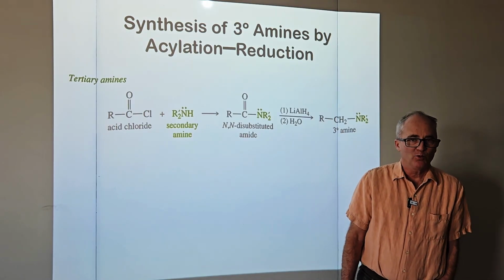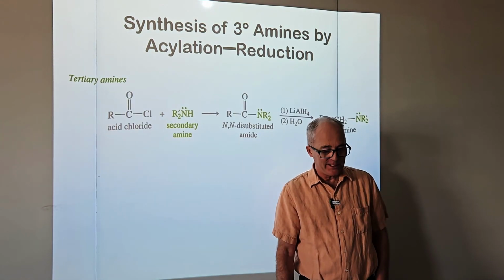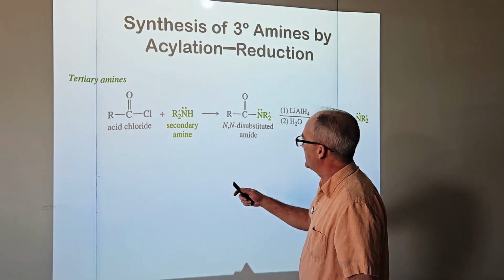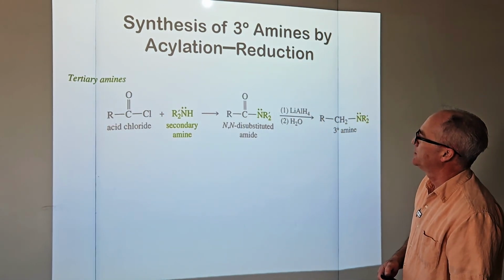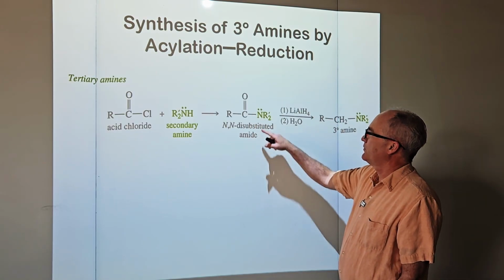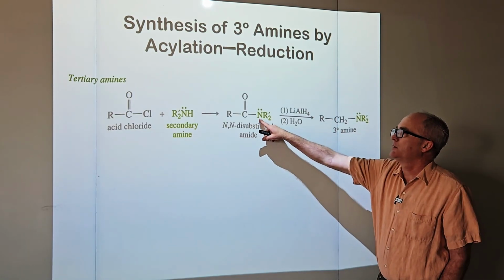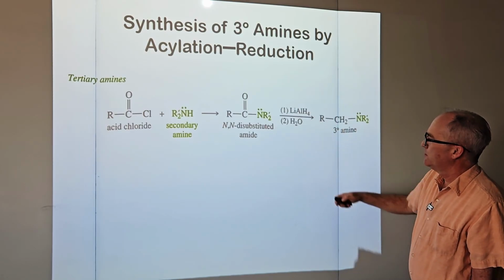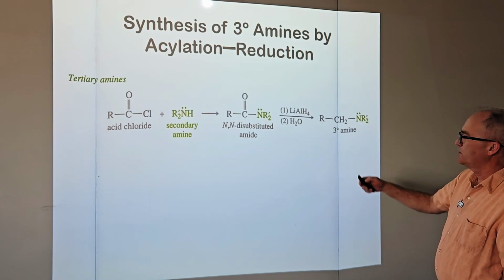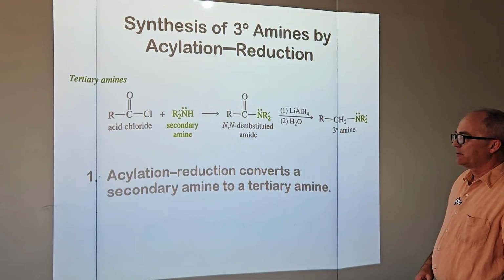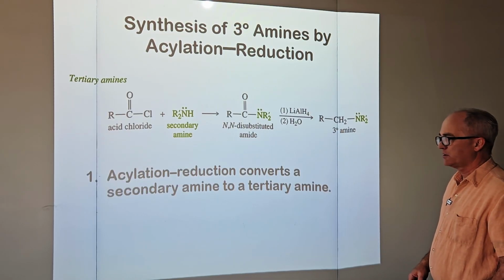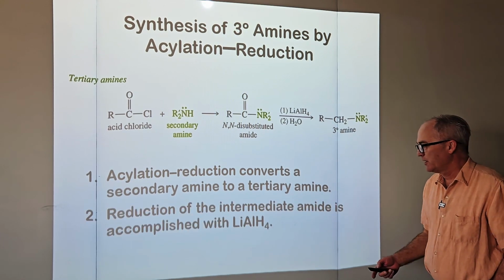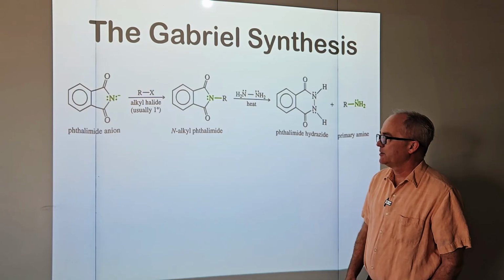We've been talking about different ways to make amines. If we have a secondary amine, we can react it with an acid chloride, and then we now have 3 carbon groups bonded to that nitrogen. Lithium aluminum hydride reduces it to a tertiary amine. So we might call this acylation reduction: it converts a secondary amine to a tertiary amine, and we get rid of the amide with the lithium aluminum hydride.